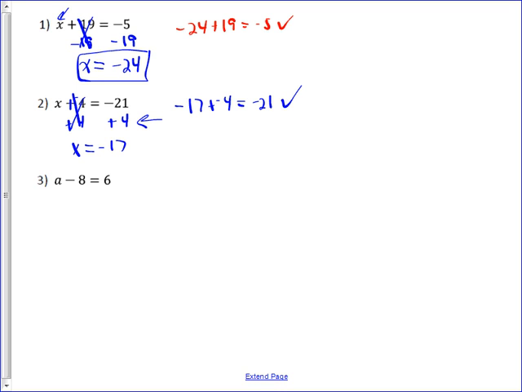Number 3 is a similar type problem. Make it a plus a negative 8. So add the opposite, add 8 to both sides, and you get a equals 14. Okay, we're not going to check any more of these. There's 3 more to do real quick.